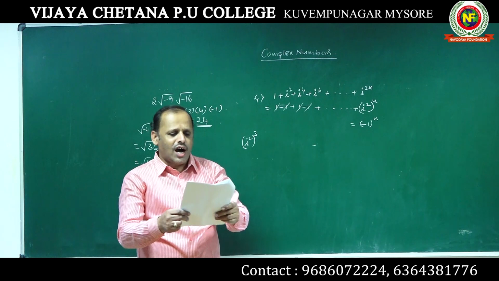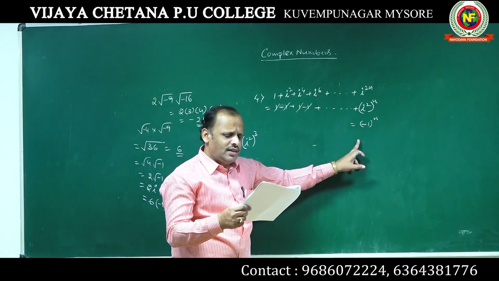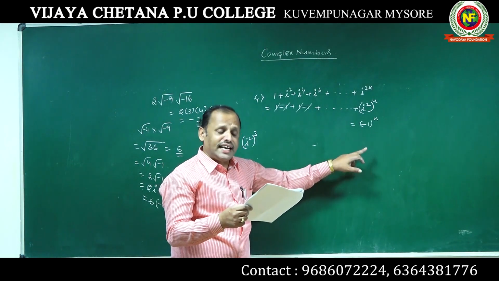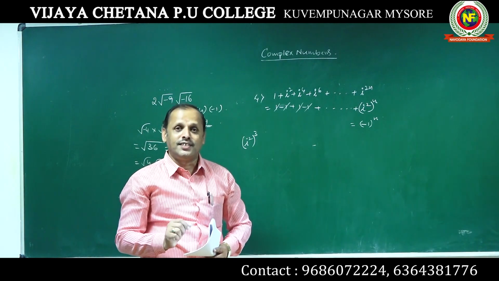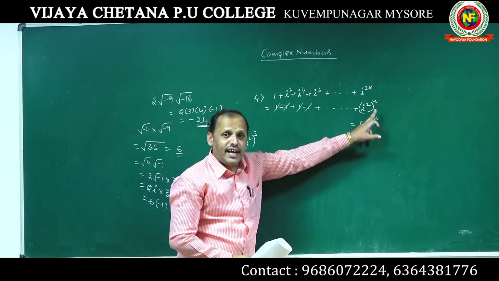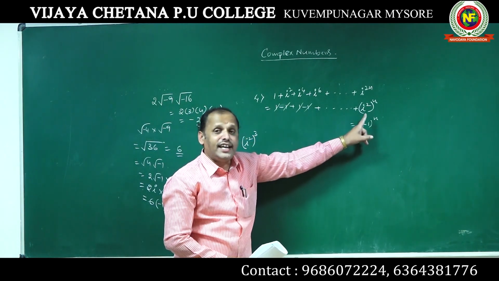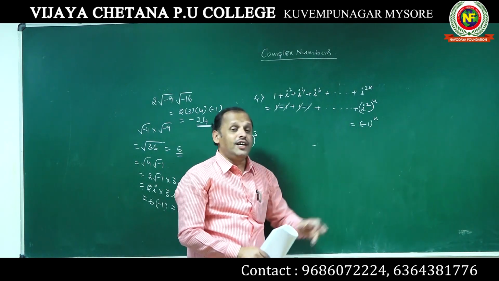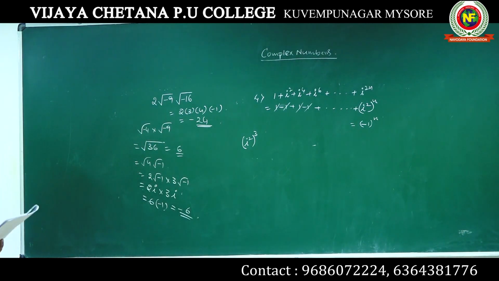Now we go through the option. In the option, A is positive, B is 0, C is negative, and option D is depend on n. Depend on n. That is the correct option. If n is odd number, this will be -1. If n is even number, this will be +1. Therefore, depend on n. That is the correct answer.